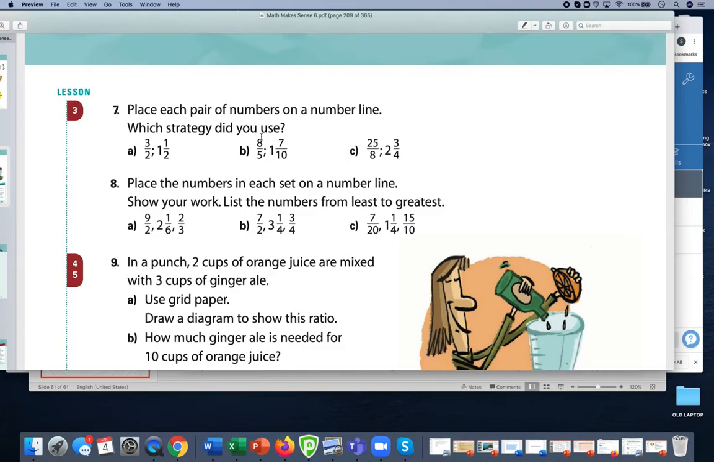Okay, place these pair of numbers on a number line. So this one only has 2, and these ones are quite simple, so I'd like you to do all of these. For number 8, place the pair of numbers in each set on a number line. Show your work, list the numbers from least to greatest.